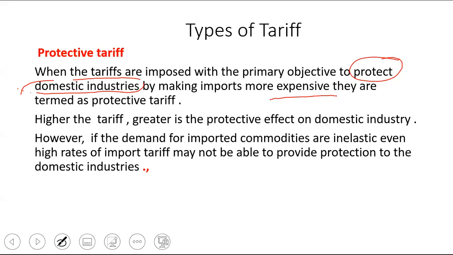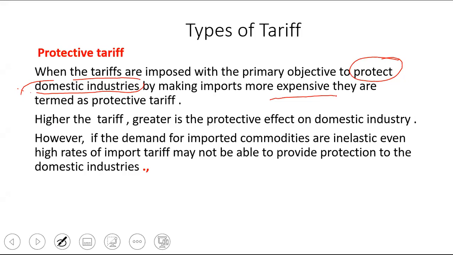So what will the government do? They will increase the import duty. When the import duty becomes high, imports will be less. लोग import छोड़कर country का अंदर जो produce हुआ है वो खरीदेगा. That is known as protective tariff.